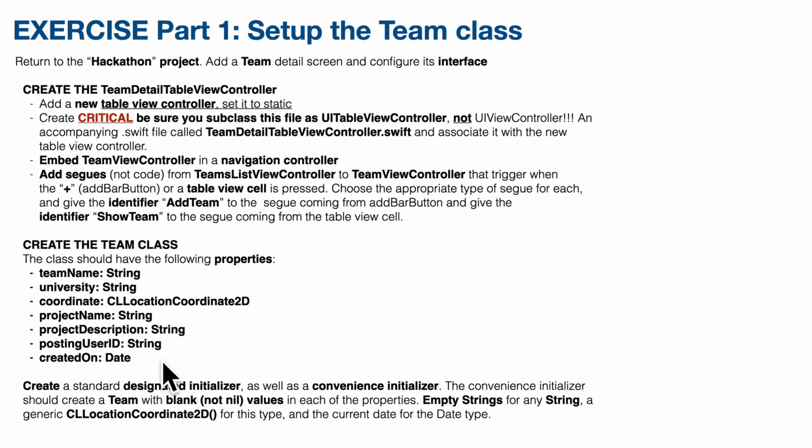Now we're also going to create a designated initializer and a convenience initializer. The convenience initializer will have no parameters to pass in, but it will create empty strings for all of the strings, today's date for the date, and an empty CLLocationCoordinate2D for that type.